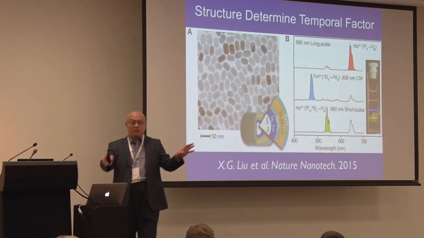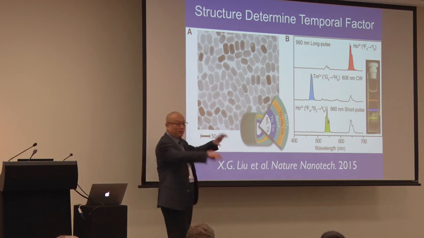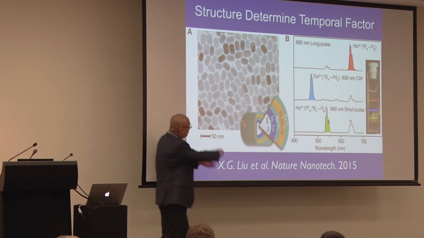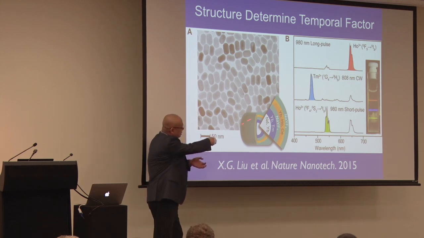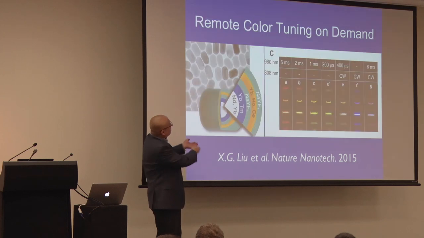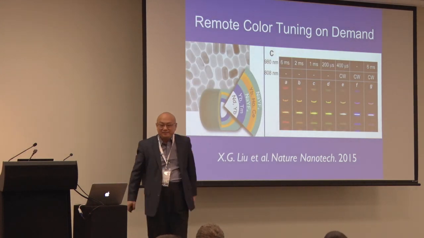So another guy in Singapore, Xiaogang Liu, played with both structure and time, okay? He used a layered structure, layered quantum dots. And then he used a long pulse to give a red emission. He used a short pulse to give you green emission. And then he modulated the time and scale to give you all colors. Okay? Time.